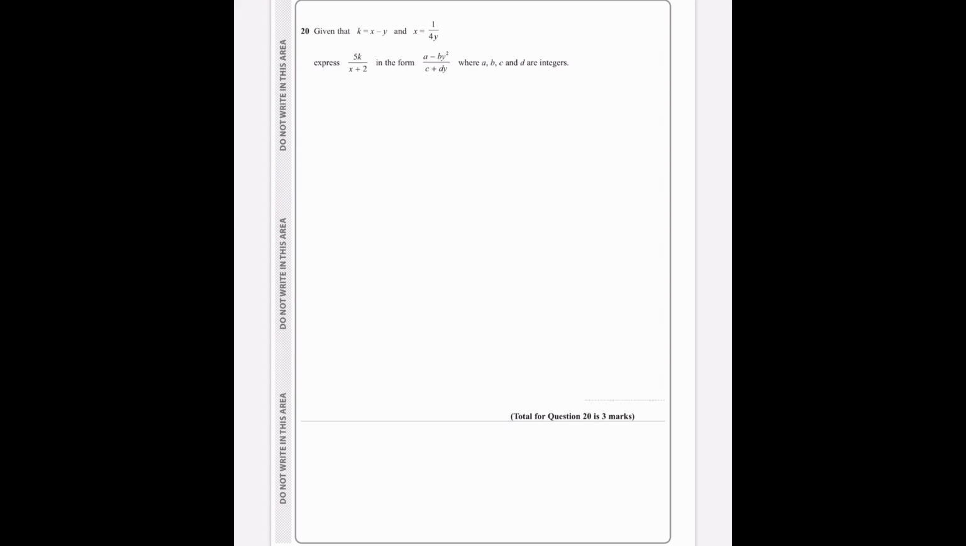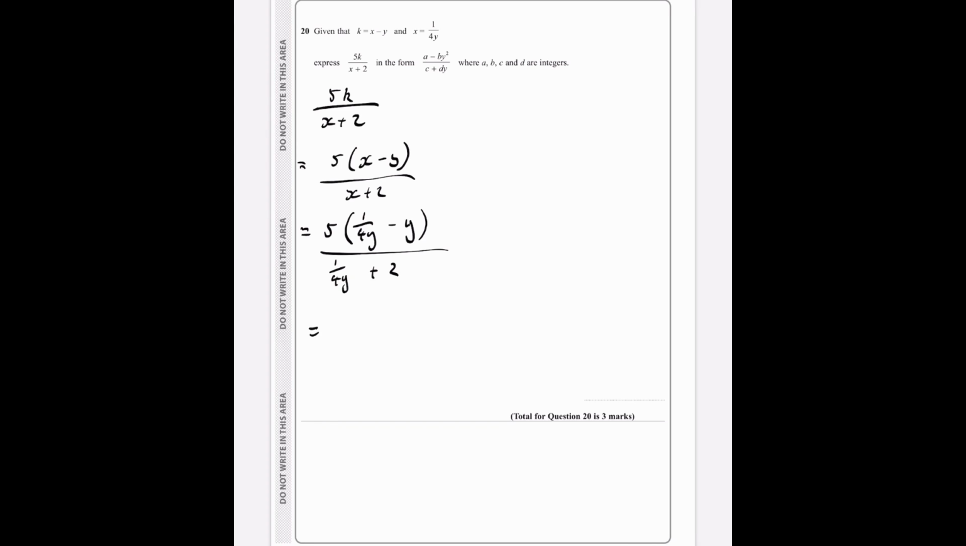Question 20. So 5k over x plus 2. First thing I'm going to do is replace the k with x minus y. And then I'm going to replace the x's with 1/4y. Then I'm just going to tidy up the numerator here by expanding out the numerator. So 5/4y minus 5y at the top. And then the denominator is unchanged, 1/4y plus 2.